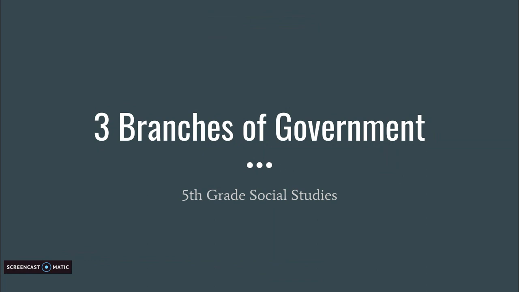The judicial branch was created in Article 3 of the United States Constitution. So let's begin to examine some of the basics of this branch of government.